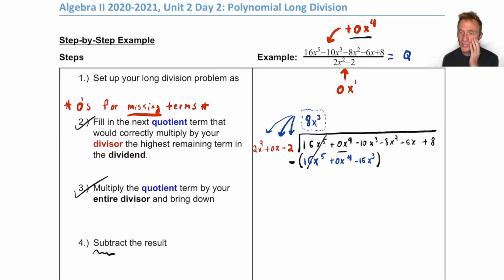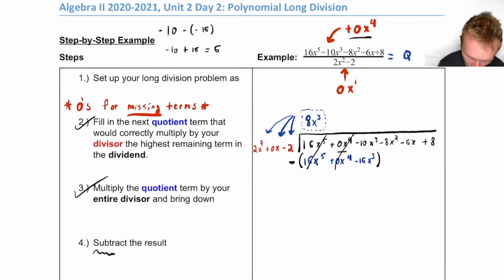16x to the fifth minus 16x to the fifth, gone. 0x to the fourth minus 0x to the fourth, gone. Negative 10x to the third minus negative 16x to the third. I'll write this up here. Negative 10 minus negative 16 is negative 10 plus 16, which is positive 6. Make use of your calculator at home if you're having trouble with these negatives and positives, that's fine. So this is positive 6x to the third minus 8x squared minus 6x plus 8.